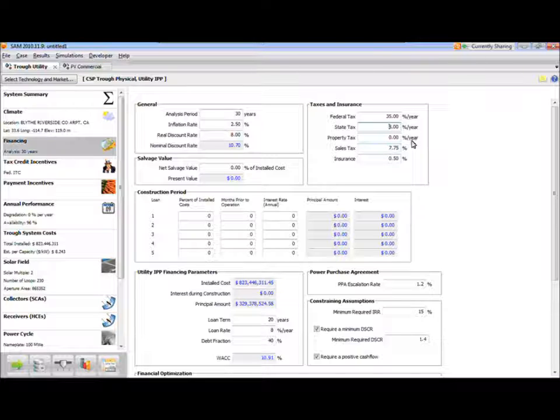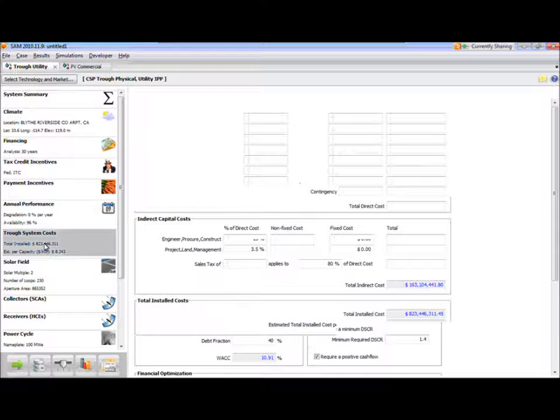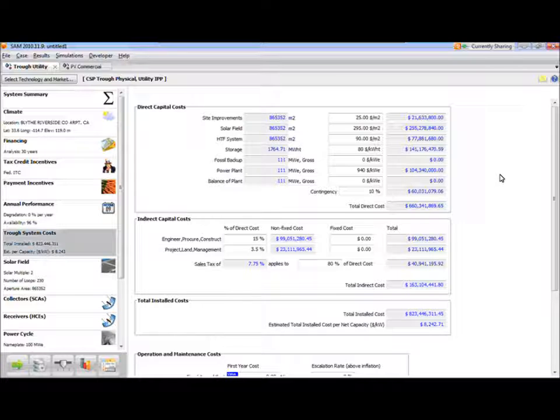that applies annually. And then the sales tax is a one-time cost that applies in year 1 and is calculated as a percentage of the total installed cost. And the insurance is treated in the same way as sales tax. So this total installed cost is a very important number in SAM, and it comes from the system cost page. This is where you specify the cost of both installing and operating the system.